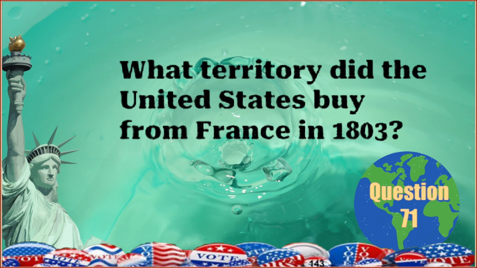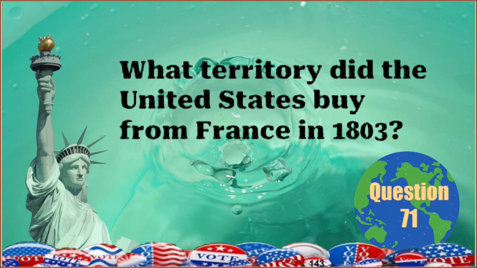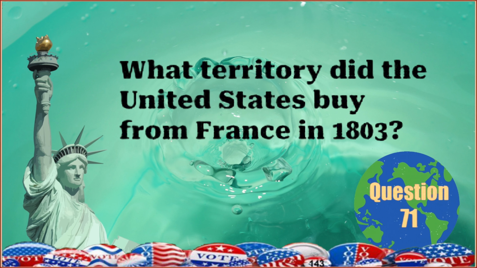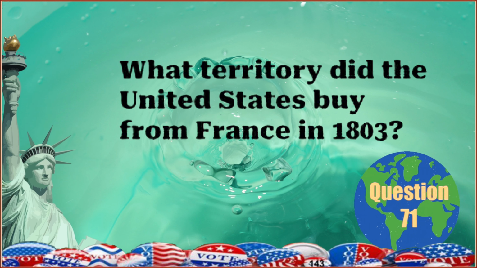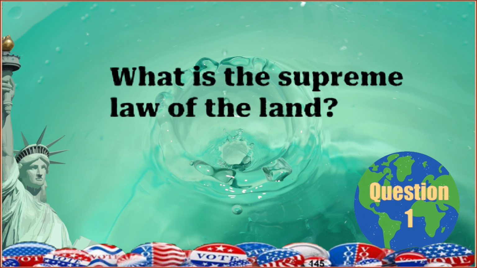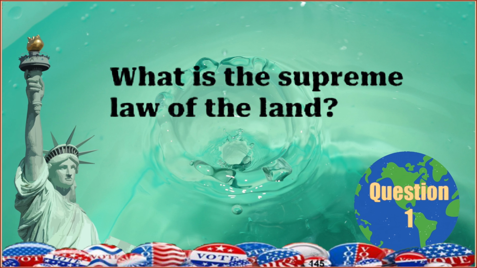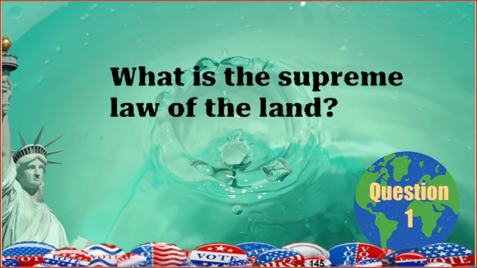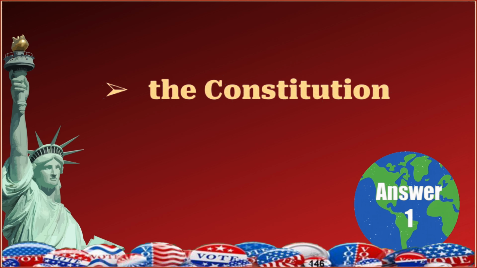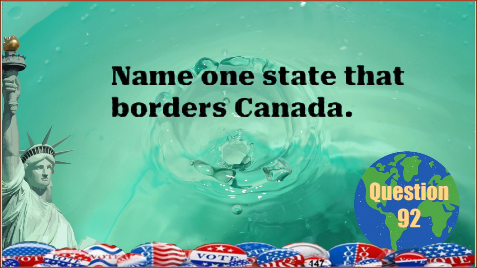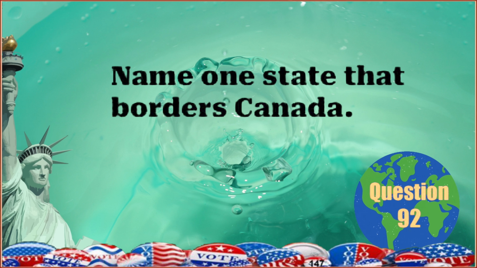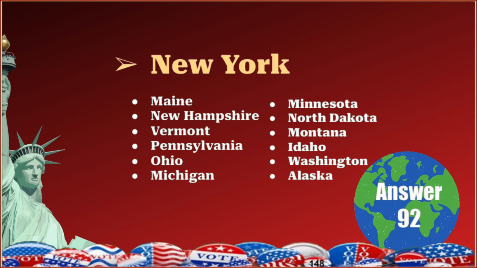What territory did the United States buy from France in 1803? Louisiana. What is the supreme law of the land? The Constitution. Name one state that borders Canada. New York.